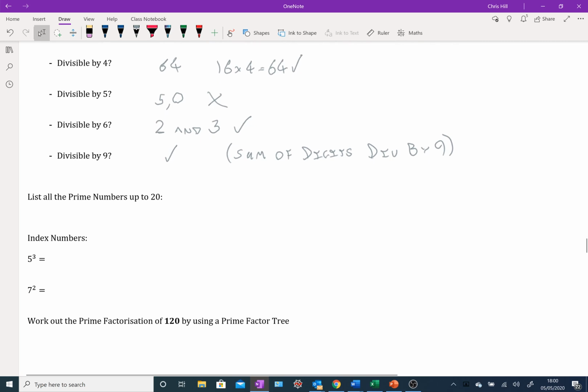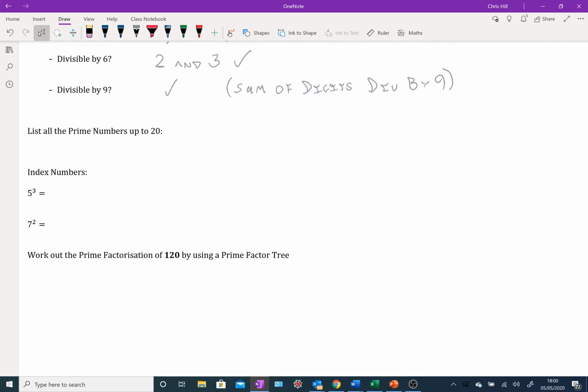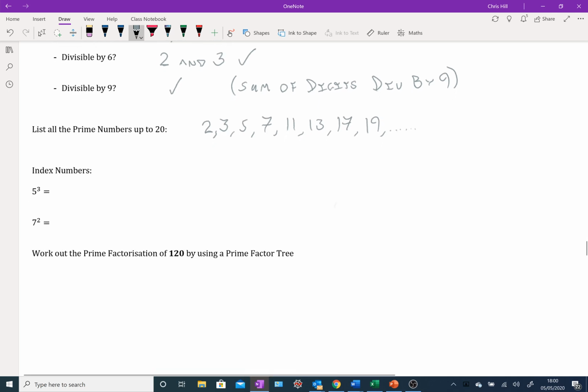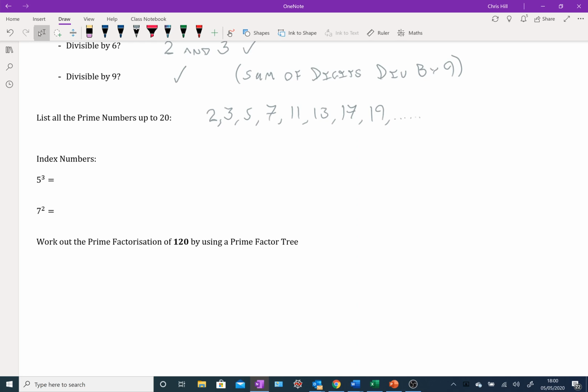Okay, so moving on. What are prime numbers? Prime numbers are numbers that are not divisible by any other number, okay, apart from 1. 1 by convention doesn't count, so we start the list from 2. So there will be 2, 3, 5, 7, 11, 13, 17, 19. And they go on and on and on infinitely, okay? But we define prime numbers as not divisible by any other number.